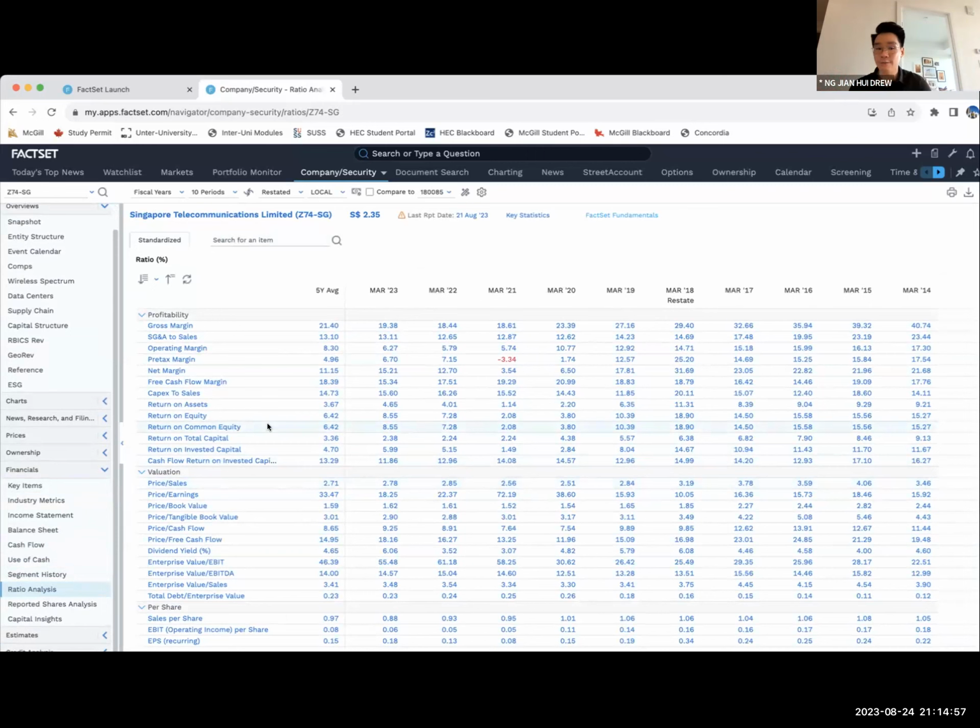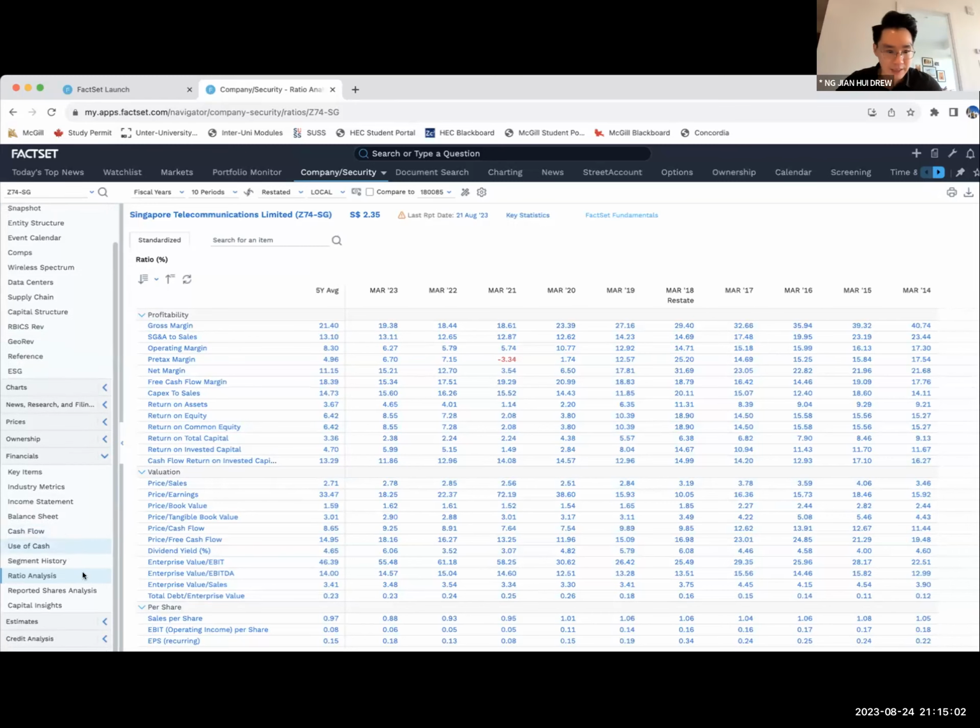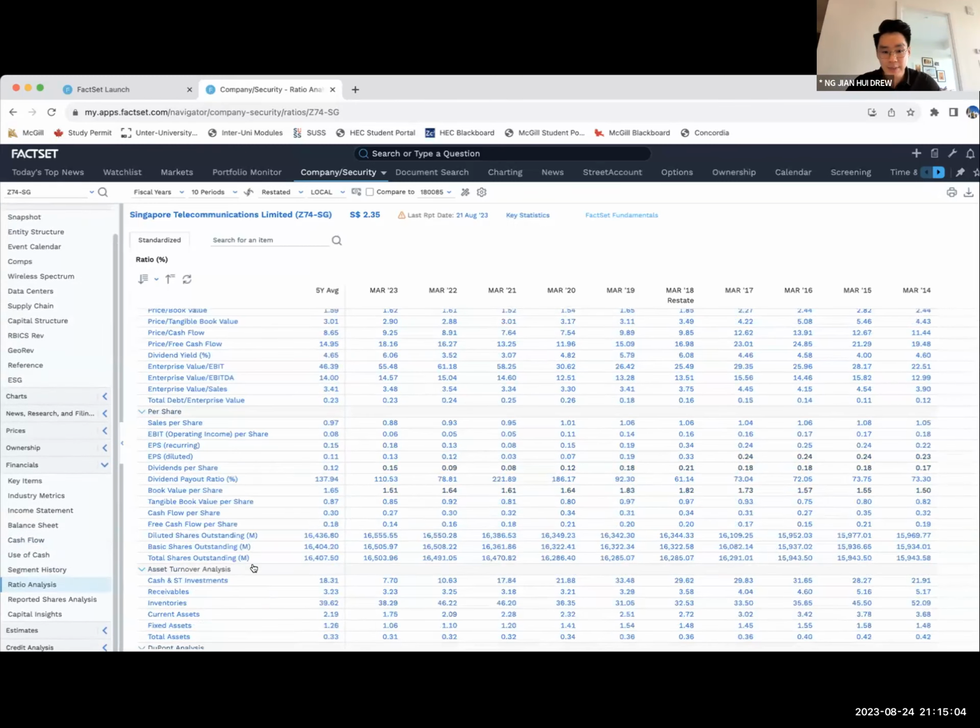So just be very careful when you want to use the figures here. Make sure you know what adjustments are being done to your figures. But you see, everything is being calculated here.